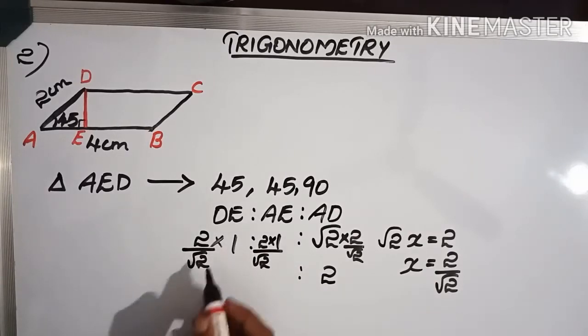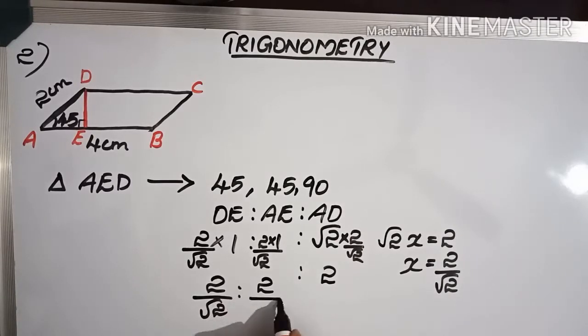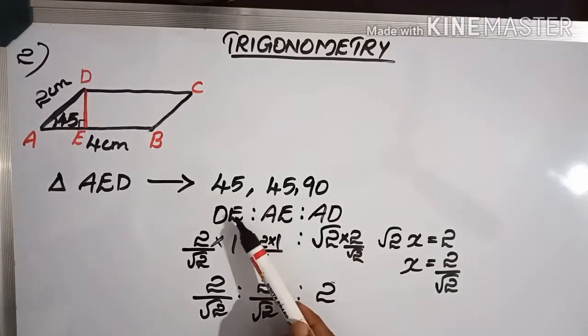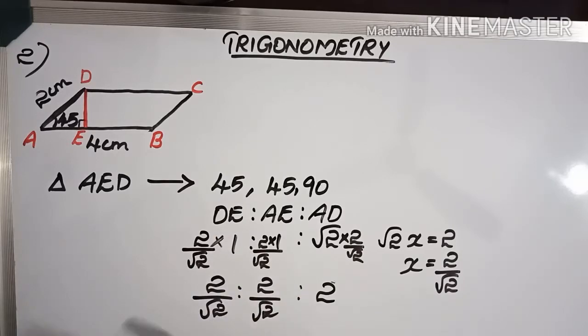Okay, so the answer will be what? 2 by root 2 is to 2 by root 2 is to 2. Okay, let's write like this. So this is the answer. Now from this we have to check which is DE and which one is AE. Here we have to find the perpendicular height, that means DE. So check which one is DE. DE means here it is 2 by root 2, just under the D. Therefore DE is 2 by root 2 centimeter. That means the height is 2 by root 2.